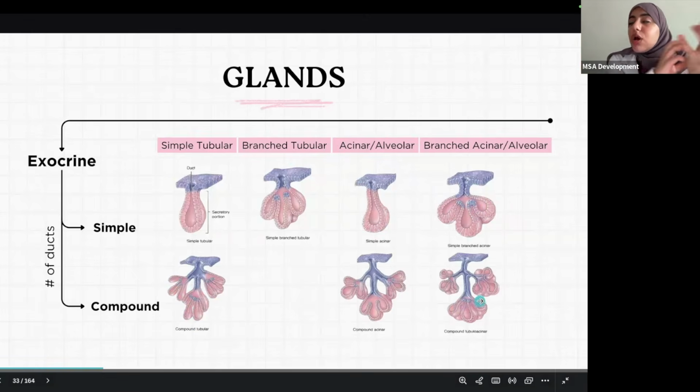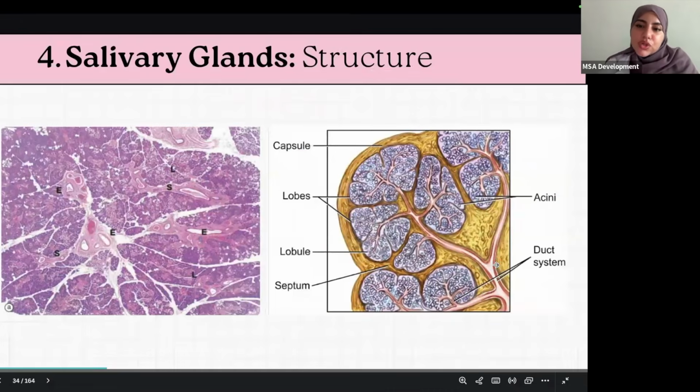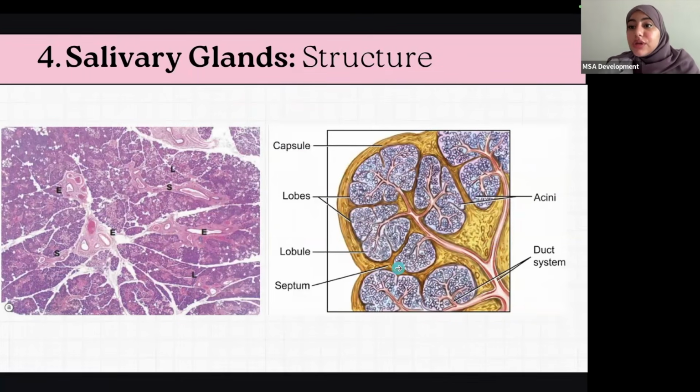Okay. And then compound is a bunch of branched tubular or tubuloacinar, because there can be mixed. It can be tubule and acinar together. And this is essentially how it looks. It's not really that important, but it's good to keep in mind.